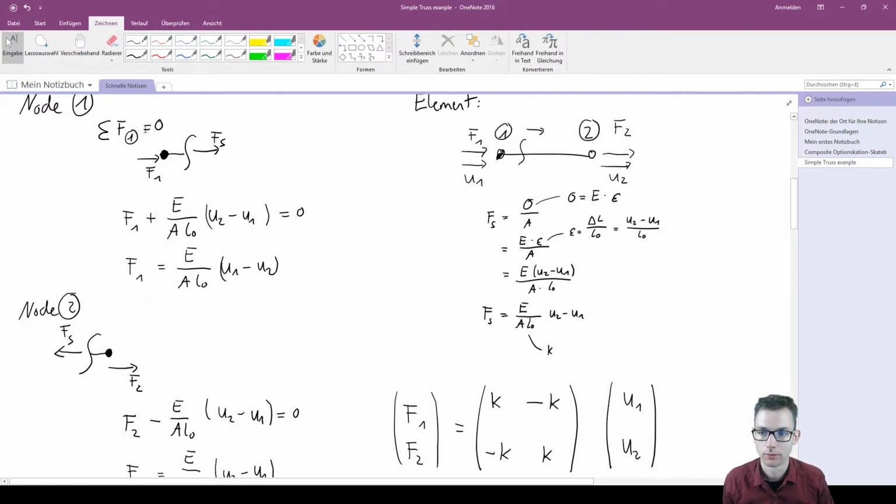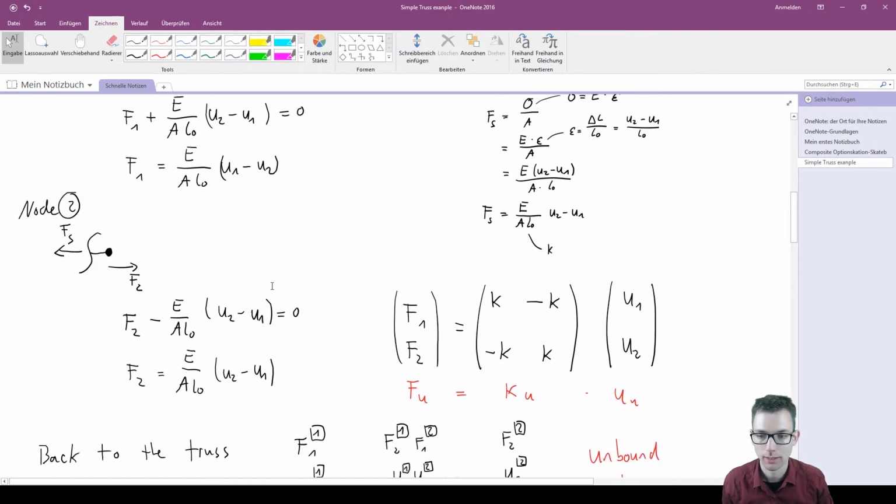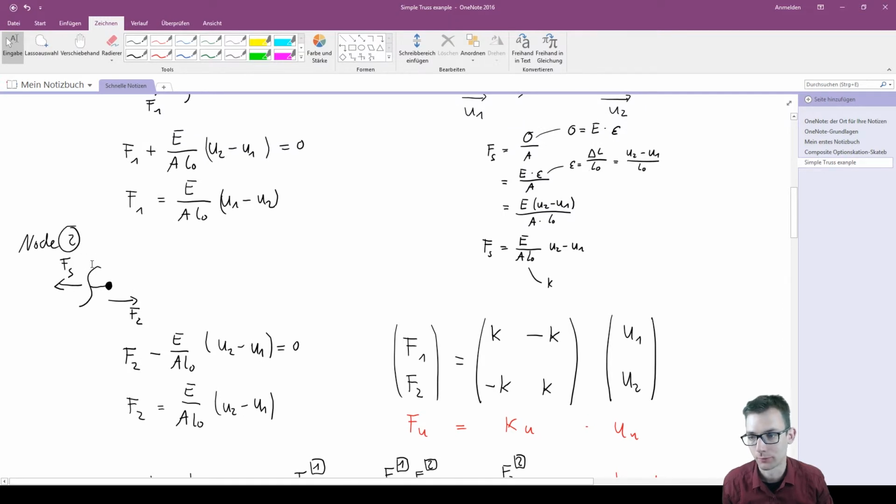Alright, so if you make your sum of forces and calculate that down there, you have your stiffness term right here and your displacements right here. And you can do that for node 2 also and get a similar equation. But note here that the stress force is acting on the opposite direction as in node 1.